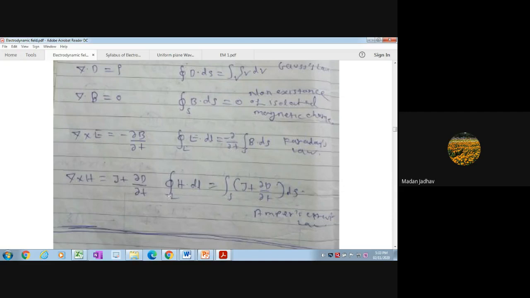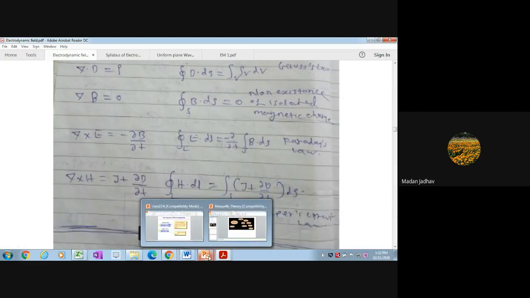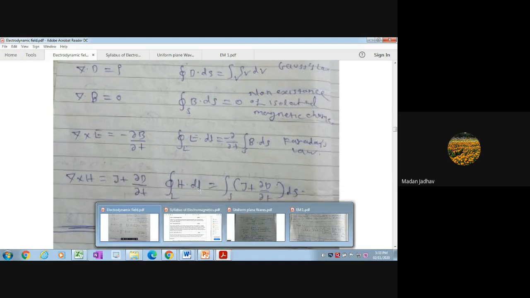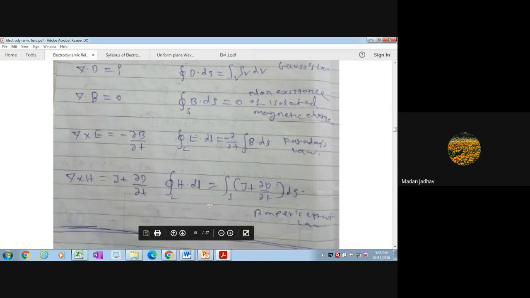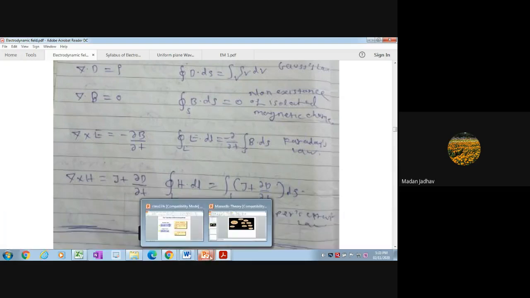The boundary conditions are nothing but the equations which give the relation between the electric field in medium 1 and medium 2, or the relation between the magnetic field in medium 1 and medium 2. That relation is given by the equations of the boundary conditions. And therefore we have to see the boundary conditions.